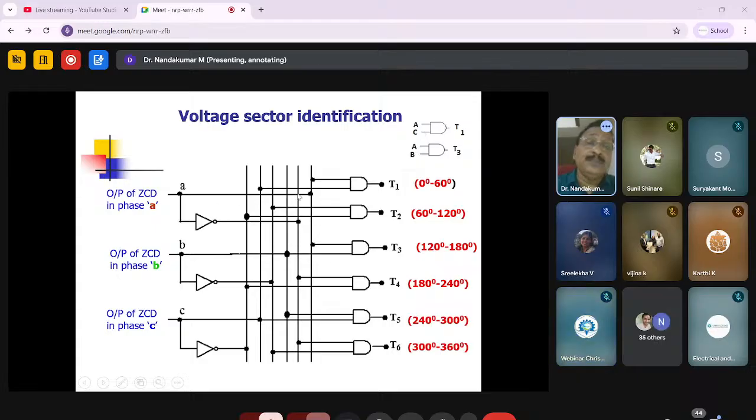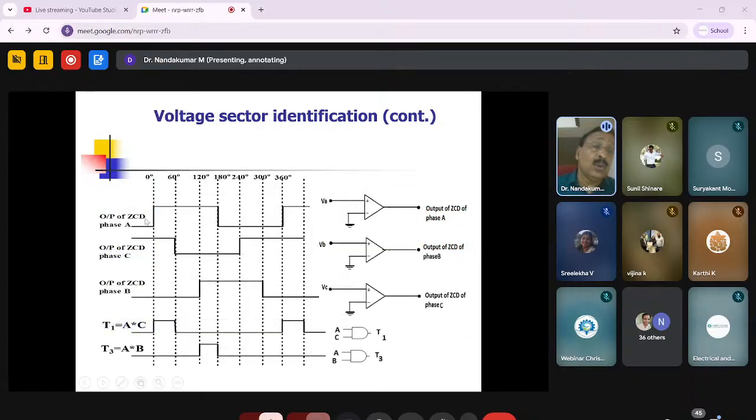Phase A is taken as well as C, and they are logically ANDed. Then you get the signal corresponding to T1. Like that, by logical method, you can identify the sectors, which gives instant sector identification. T1, T2, T3, T4, T5 can be identified. T1 means 0 to 60, T2 means 60 to 120, and like that, T6 is 300 to 360. The sector identification can be done by this logical method, which can be derived using software, or discrete components can also be used.